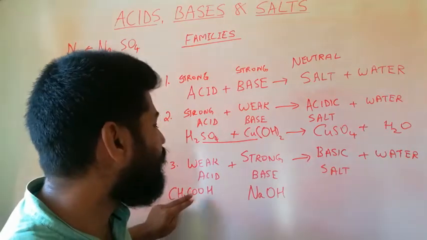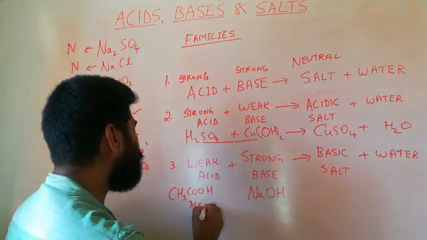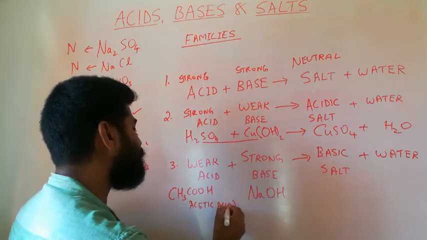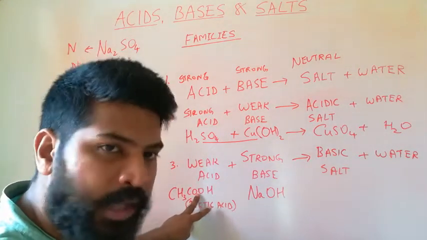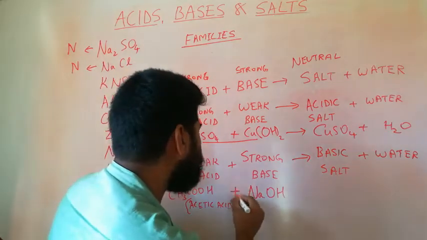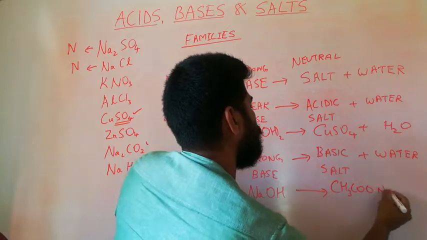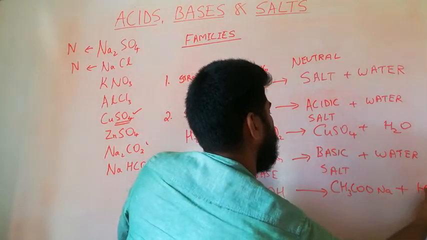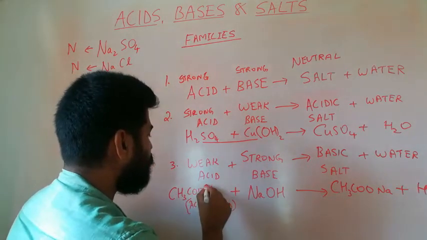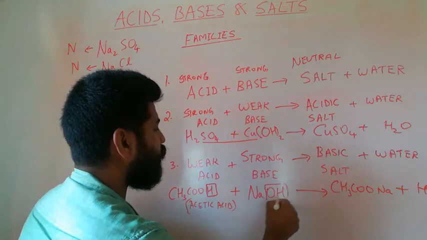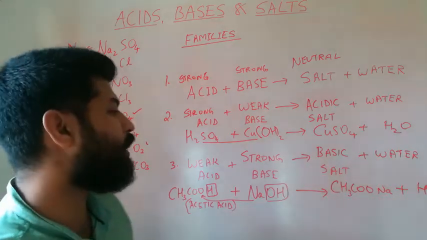So it is scientifically called ethanoic acid, common name acetic acid, that is used in your vinegar. It is a weak acid. So when ethanoic acid or acetic acid combines with a strong base, what happens? We get CH3COONa plus H2O. You can see this part, hydrogen and hydroxide will combine to give you water, and the sodium will come and join here.